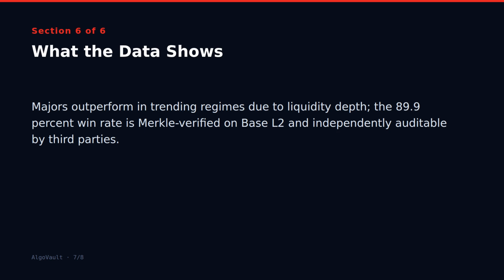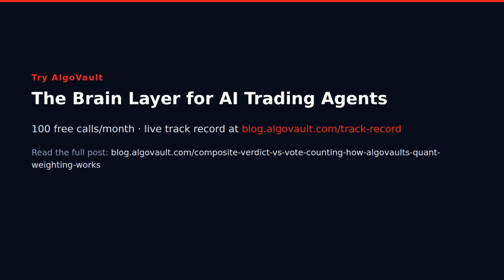The track record is not self-reported. AlgoVault publishes Merkle batches on Base L2, each committing a batch hash of verified call outcomes to chain. Third-party auditors can verify any individual call using the published Merkle proof. The numbers are independently reproducible, not asserted.